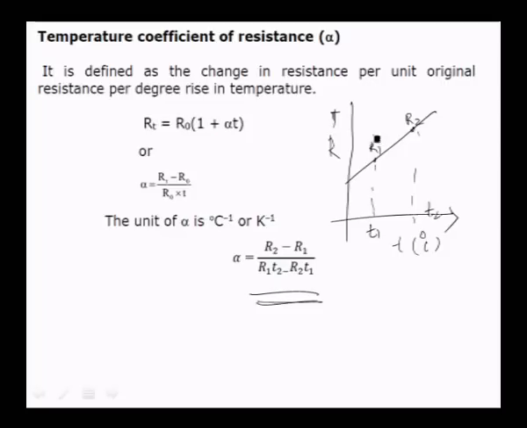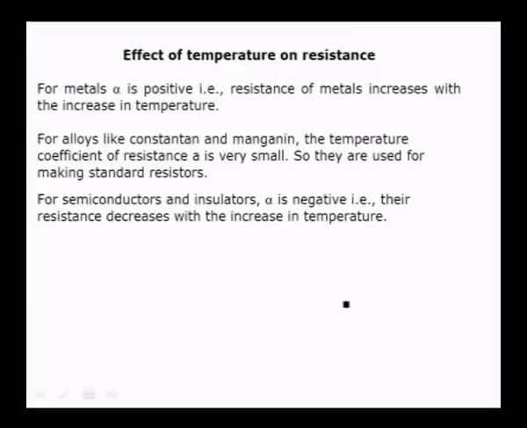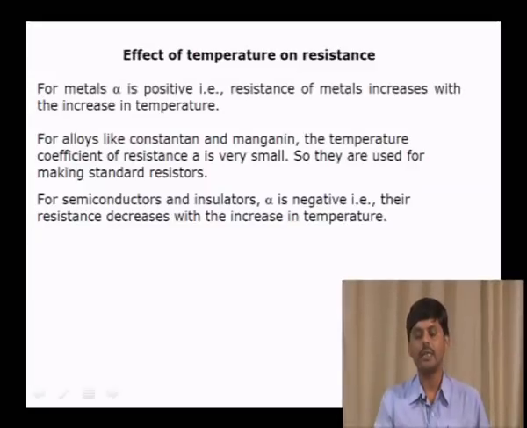Okay. See, this is the lower value of the resistance, this is the higher value of the resistance, because here temperature is more, then resistance is also more. By using this, we can calculate the alpha value. Effect of temperature on the resistor, effect of temperature on resistance.